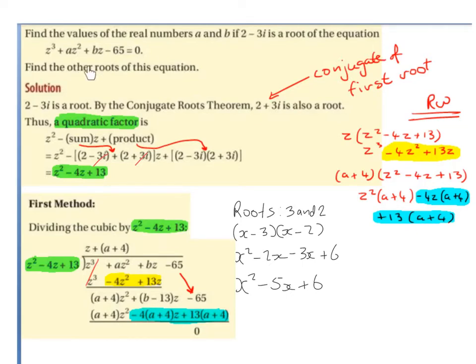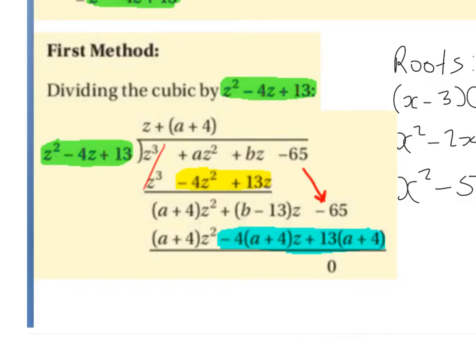So we're trying to find the other roots. Like we did in the last example, we can divide the factor we've just worked out into the expression that we have. So we're going to set up our bus stop. We have z cubed plus az squared plus bz minus 65 under the bus stop, and we have z squared minus 4z plus 13 in front of the bus stop. So we're going to divide z cubed by z squared to get z. And then we're going to do our rough work. We're going to multiply z by z squared minus 4z plus 13.